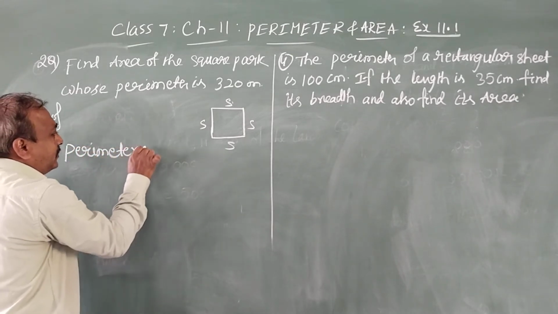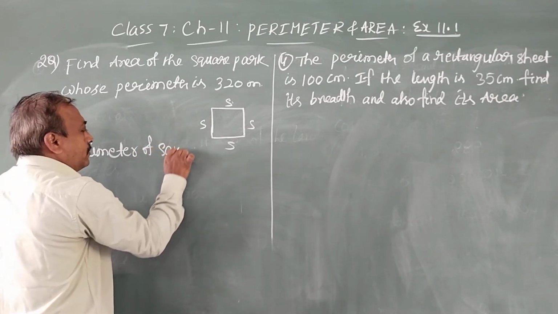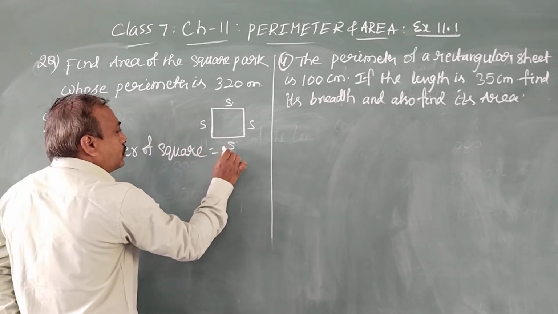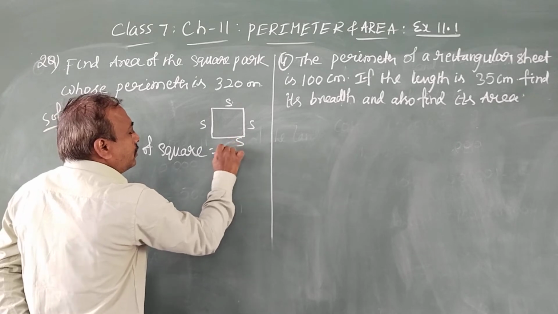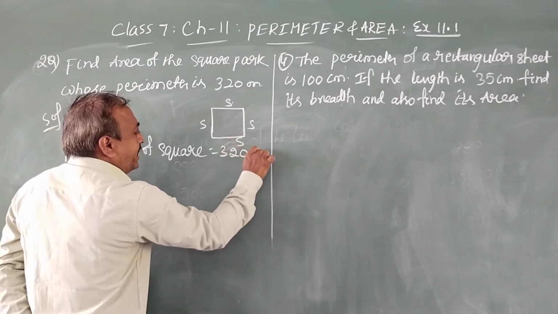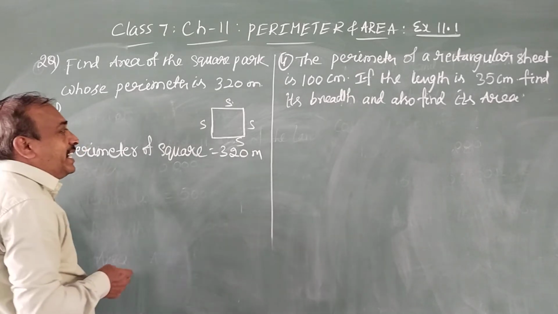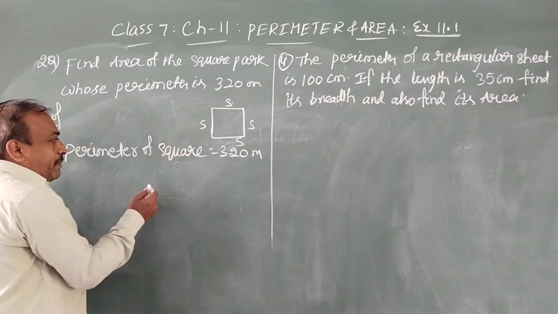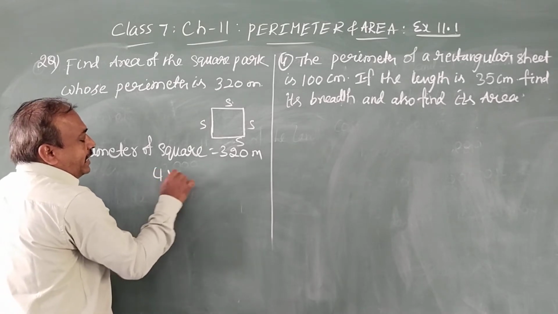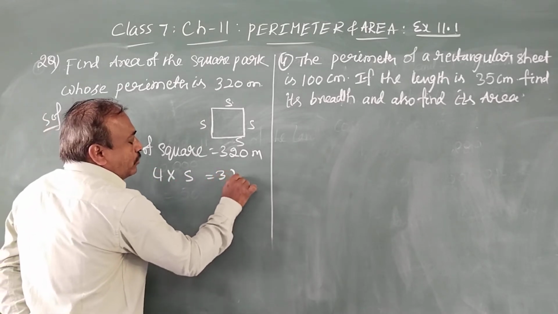Perimeter of the square is equal to 320 meters. We are asked to find the area. To find the area, first we need to find the side. So what is the perimeter formula? 4 into s is equal to 320.